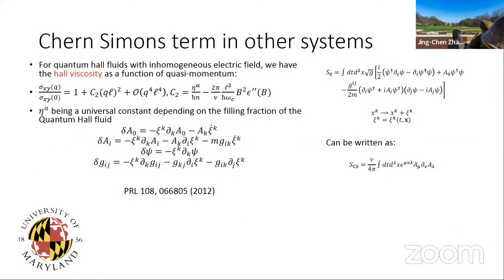All right. So at last, I want to mention a little bit about the use of Chern Simons term in other systems. This is a little bit technical, but I just want to show you how to visualize the Chern Simons term for some different systems. So suppose instead of having a uniform electric field in the quantum Hall effect, we have some electric field that varies in both space and time. So it's a function of the quasi-momentum Q.